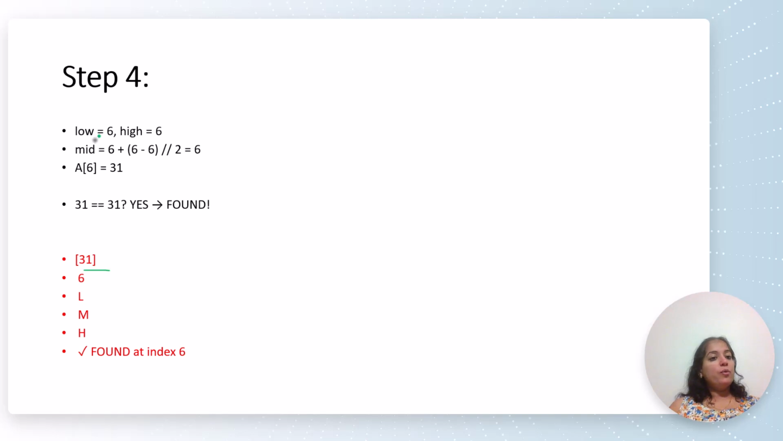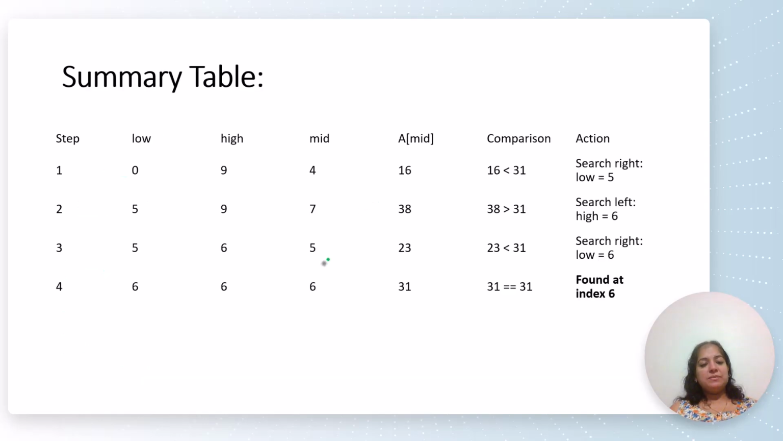So yes, the low is 6, high is 6, the middle also comes as 6. So 31 is equal to 31, element is found, right? So you found the element at index 6. So it takes very few comparisons.